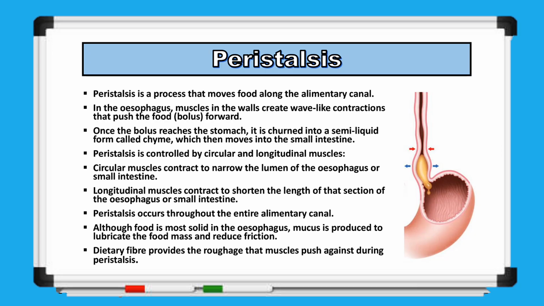Peristalsis happens throughout the entire alimentary canal. In the esophagus, where food is still fairly solid, mucus is secreted to lubricate the bolus and reduce friction. Dietary fiber also plays an important role here. It provides roughage that the muscles can push against, making peristalsis more effective.